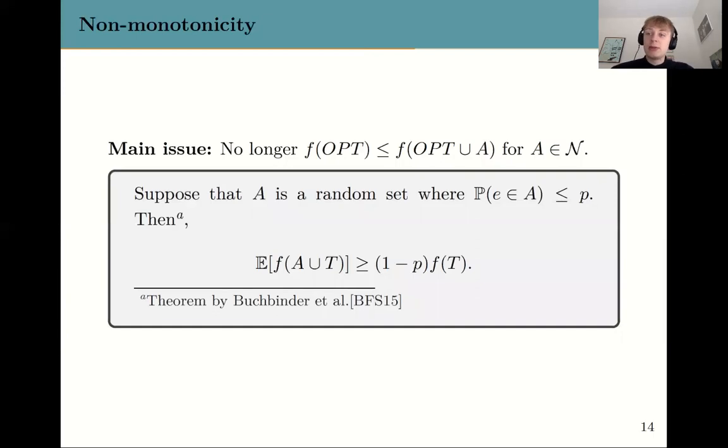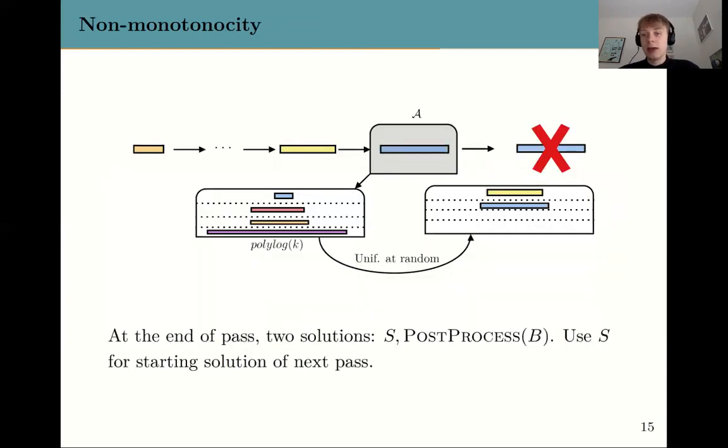Let me use the remaining minutes to discuss the non-monotonicity case. The main issue is that we no longer have monotonicity, but what we can use is a monotonicity-like argument, where we use this theorem by Buchbinder et al. If we can upper bound the probability of an element to be in the set, then we can use some monotonicity-like argument. So what Chakrabarti and Kale, Chakrabarti, Gupta, and Kendra did is they introduced this notion of buffer: when you process an element and it is good, you add it to a buffer of size polylog k, and once this buffer is full, you add it to your current solution.